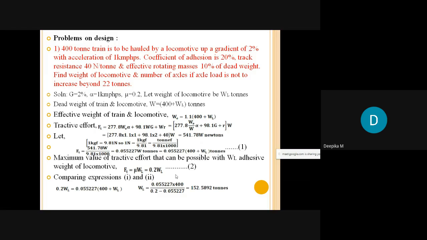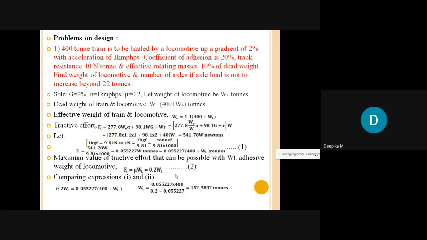So why have I written it like this? Because first of all, I have to know the weight of the locomotive, and in the problem also they have told us to calculate the weight of the locomotive. Hence, to calculate the weight of the locomotive, here the dead weight of the overall system as we don't know, hence I'm rewriting it as W itself.